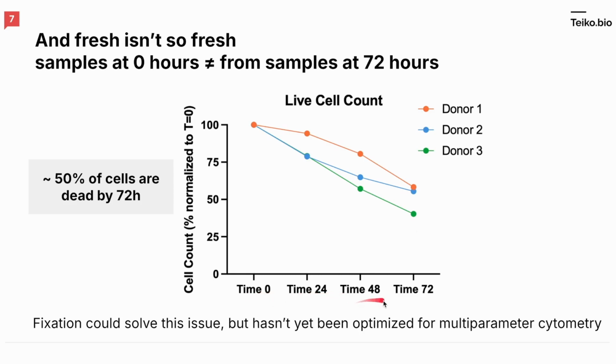On the x-axis, you can see time from 0 to 72. On the y-axis, you can see the cell count, percent normalized to t equals 0. And across these 3 donors, you can see 50% of cells are dead by 72 hours. Yet live, no matter if it's in 0 to 72, is considered equivalent. Now, fixation is a tool that could potentially solve this issue, but it hasn't yet been optimized for multi-parameter cytometry. And that's what we set out to do with our TOCO kit.